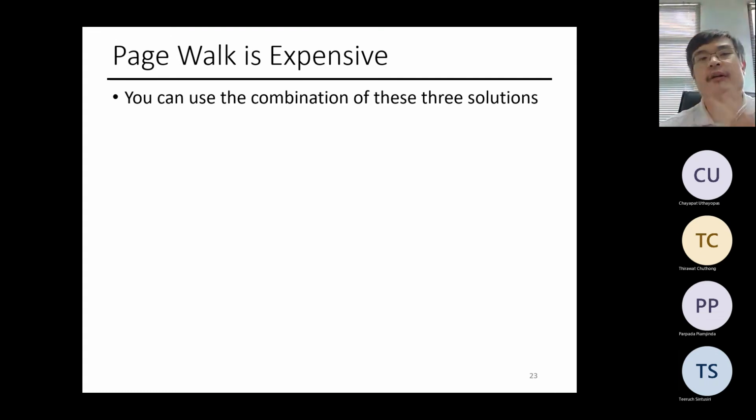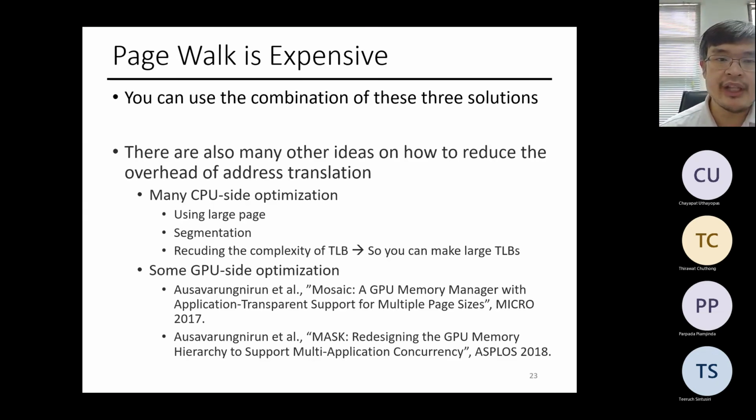So in the end, you can use the combination of these 3 solutions and many other things that humanity as a whole has been proposing in the last 20 years to hide page walk costs and make effective use of the TLB and page walk cache. There are even things like, can we change the page table structure from a tree-like thing to something else? There's also some GPU-side optimization, which I'll talk about in the future as well.